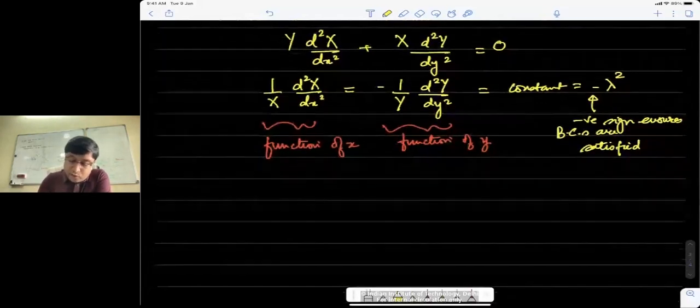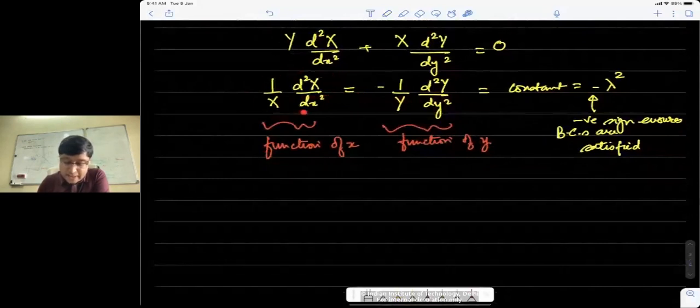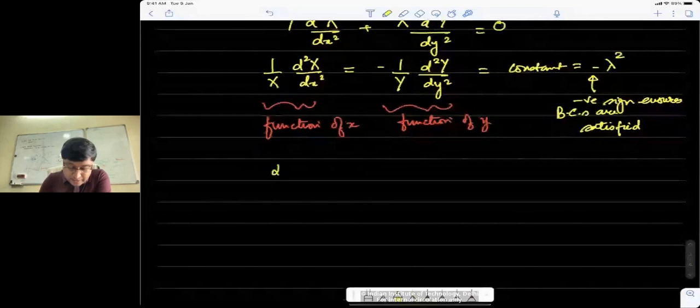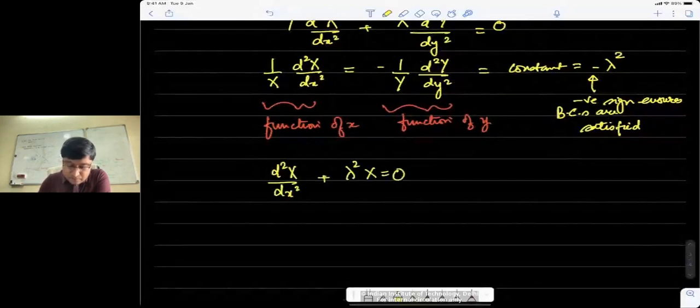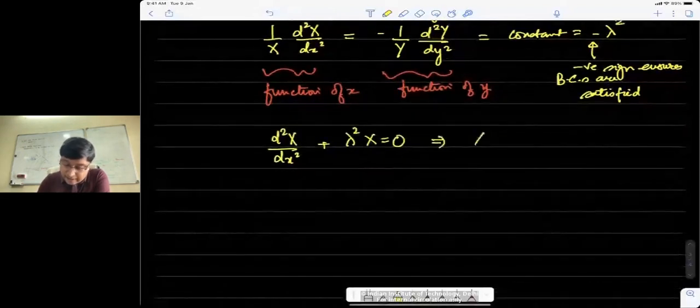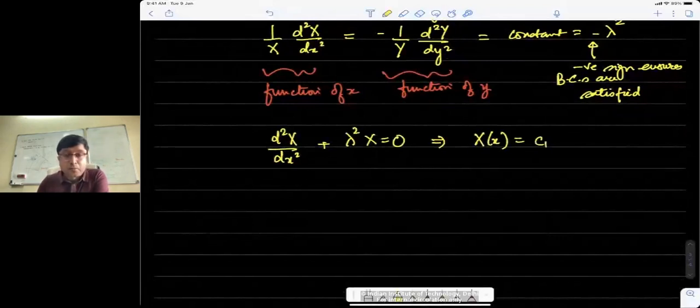So now we have two equations coming out from this differential equation. We have 1 by X d2X dx square equal to minus lambda square, and then we have minus 1 by Y d2Y dy square equal to minus lambda square. So we can individually solve these equations. We have d2X dx square plus lambda square X equal to 0, which means that X of x would be some, let's say, c1, and this is the equation of a simple harmonic motion. So this just becomes c1 cosine lambda x plus c2 sine lambda x.